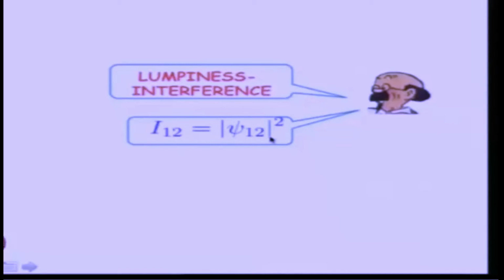But if you wanted to calculate psi12, what will you do? Just as in the previous case, you will have to say that psi12 has to have two contributions, one coming from waves that have passed through slit number 1 and the other coming from waves which have passed through slit number 2, and therefore psi12 must be the sum of psi1 and psi2.